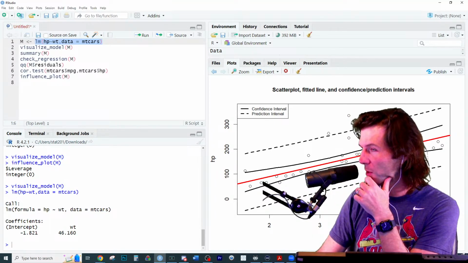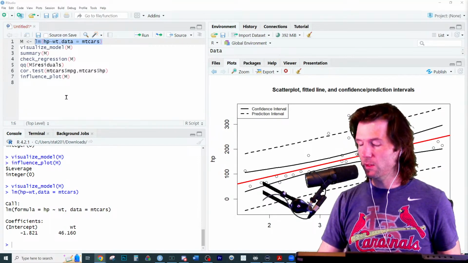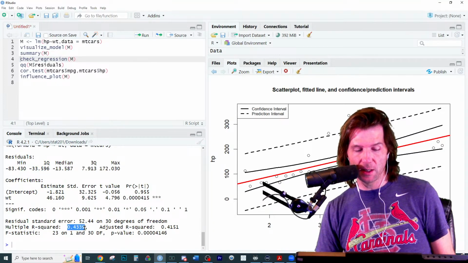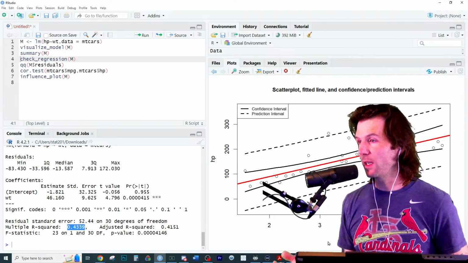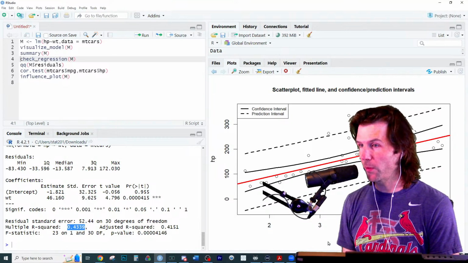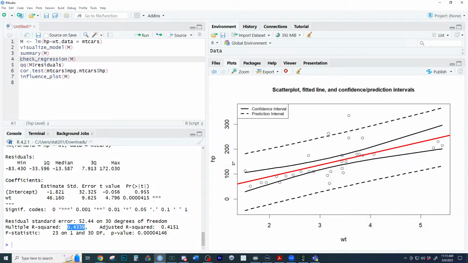Would you mind explaining what R squared is trying to explain to us? R squared is the percent of variation in y explained by the variation in x. So when we look at a value of R squared, it tells us how much we understand in the y variable of interest using the x variable. So knowing the weight of a car gets us about 43.39% of the way to understanding the horsepower of a car. That's what the R squared means. It's basically how much of the variation we understand.